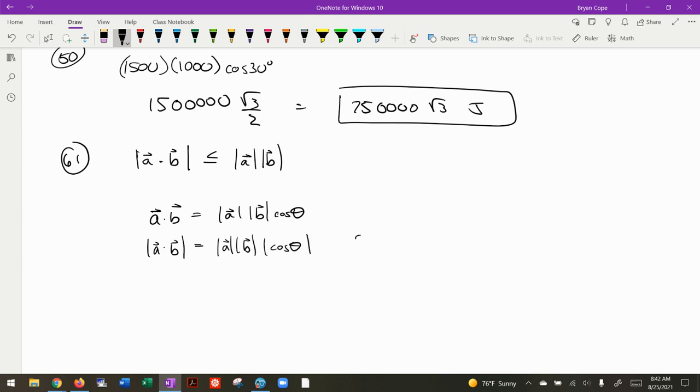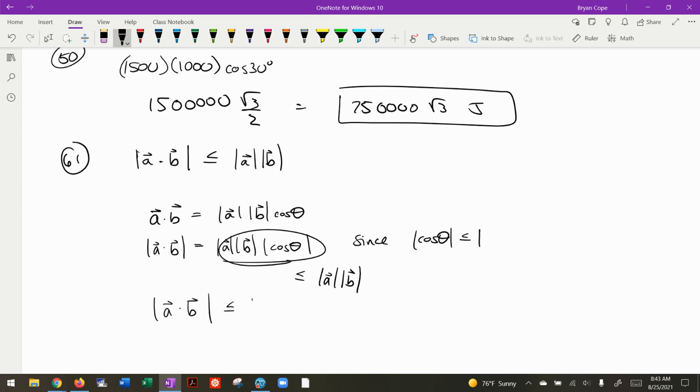Okay, and then since the absolute value of cosine theta is always less than or equal to 1, then we know that this statement is always less than or equal to magnitude of A times magnitude of B alone, right? Because if absolute value of cosine theta is less than or equal to 1, then that's going to shrink that whole statement down. So we can say then that the absolute value of A dot B is less than or equal to magnitude of A times magnitude of B. Okay, that proves the statement.